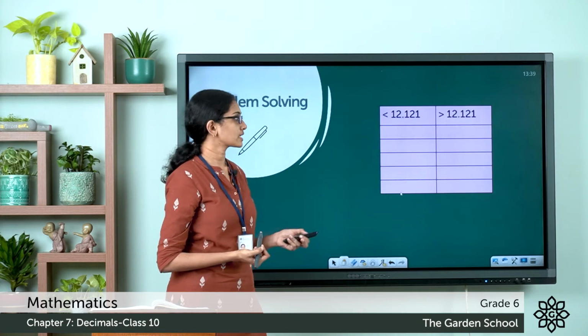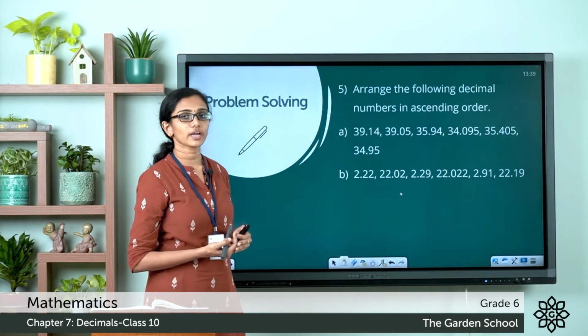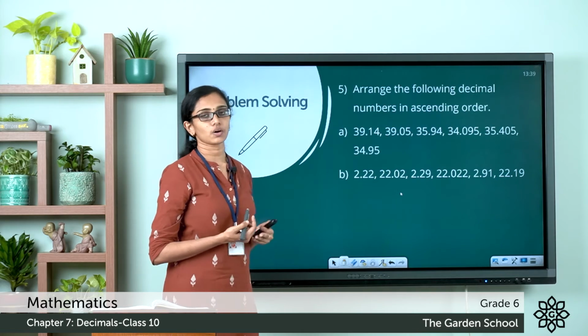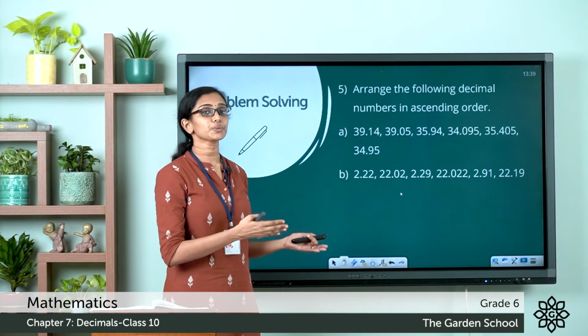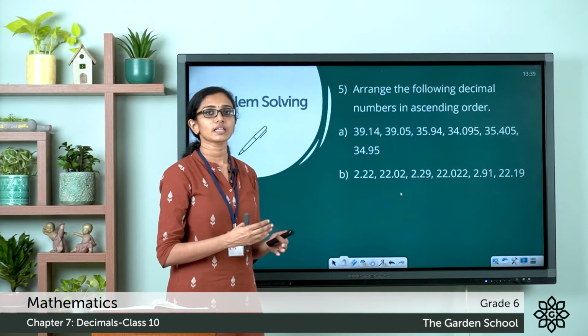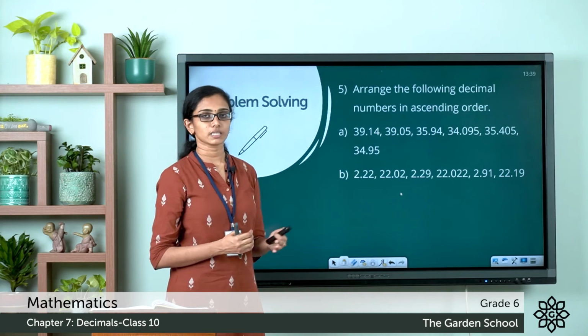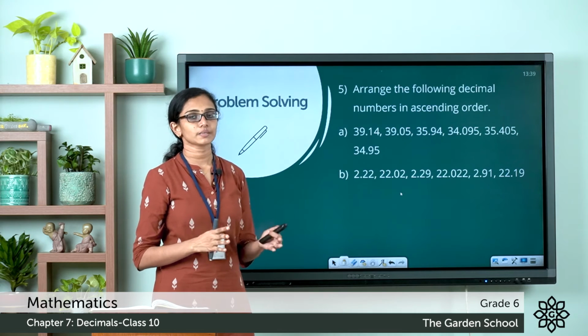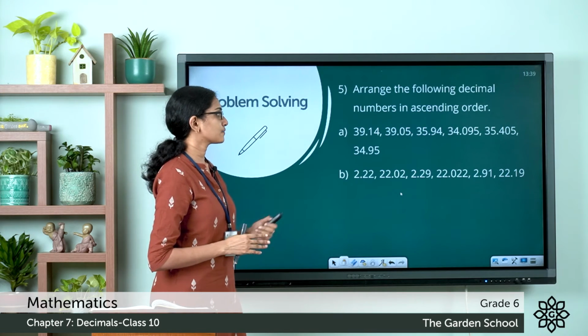Let's see the fifth question now. It says arrange the following decimal numbers in ascending order. So we have learned how to compare decimal numbers. First we have to compare the whole number part, then we'll proceed to comparing the decimal part. So two sets of decimal numbers are given here. Let's take the first set.